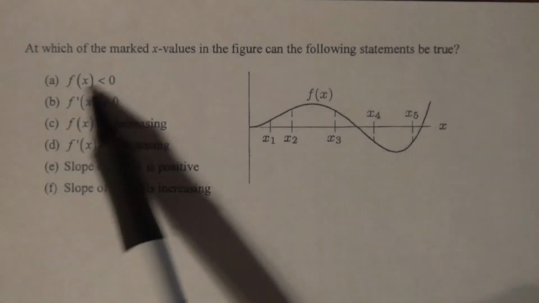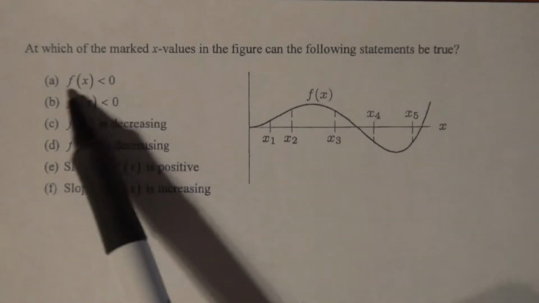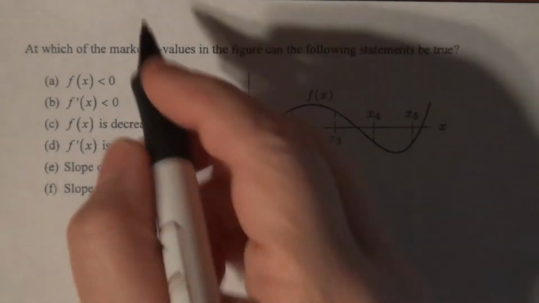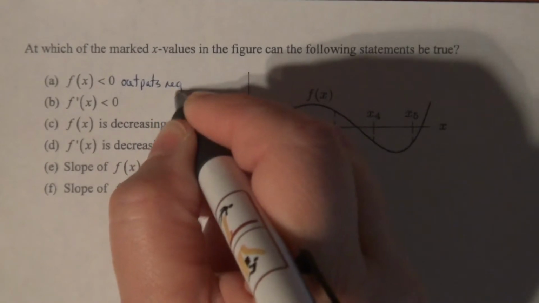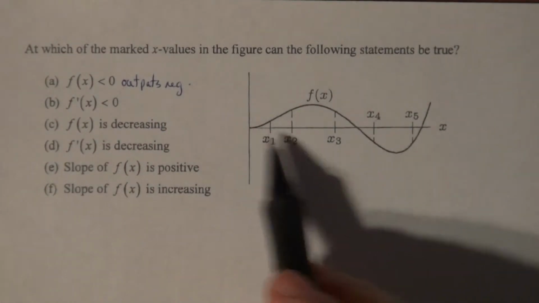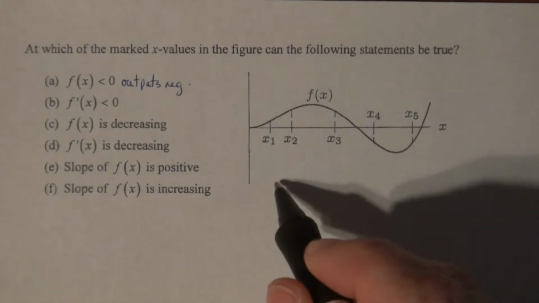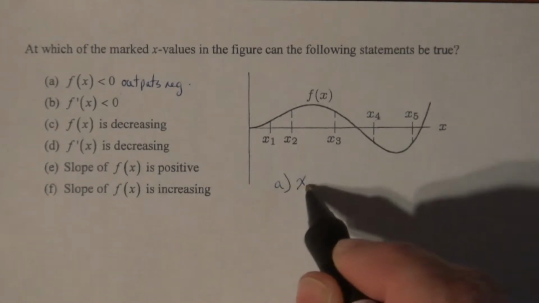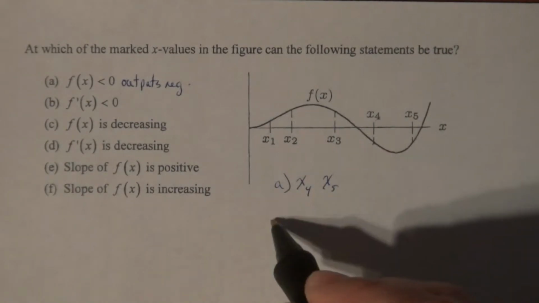Now let's think about where f of x is less than 0. This is saying, where are my outputs less than 0? Where are my outputs negative? That's how you interpret that. And it looks like my x-axis is here, so anything below that will be negative outputs. So A would be where x4 and x sub 5 are, all negative outputs.